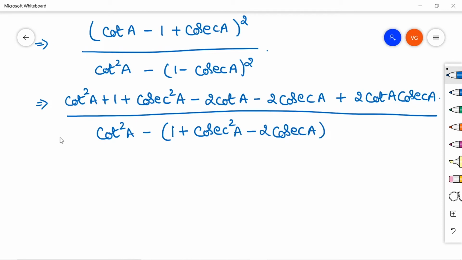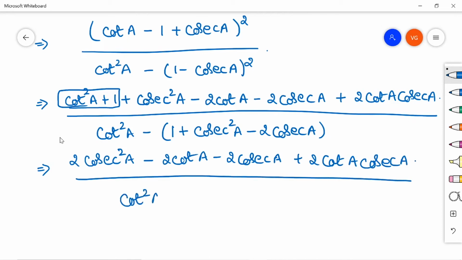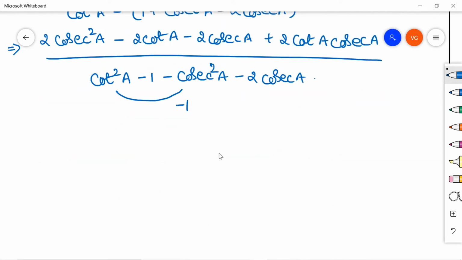Nothing will get cancelled in the numerator, but we have 1 plus cot square A here, which can be written as cosecant square A. So the numerator will become 2 cosecant square A minus 2 cot A minus 2 cosecant A plus 2 cot A cosecant A. Then the denominator we simplify: cot square A minus 1 minus cosecant square A, minus 2 cosecant A. Here we know cosecant square A minus cot square A is equal to 1, but here we have cot square A minus cosecant square A, which is nothing but minus 1.